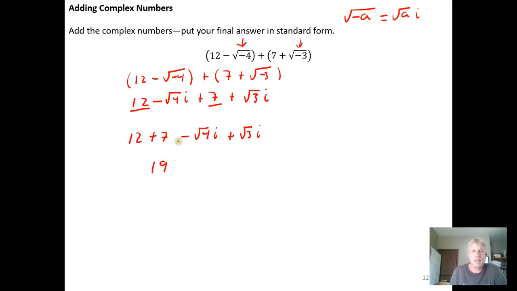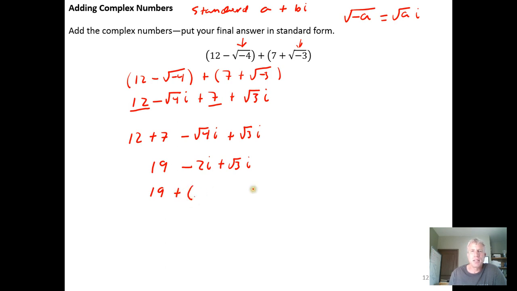That's 19. And then I have minus the square root of 4. I can actually simplify this because the square root of 4 is 2. So I get minus 2 times i plus the square root of 3 times i. And usually when you're doing these, you want to do standard form. So standard form is going to be to get it in the form a plus some real number times i. So right now I have an i in both pieces here. So what I'm going to do is use the distributive property, and I'm going to factor an i out.